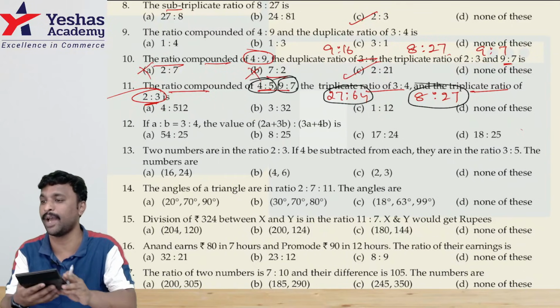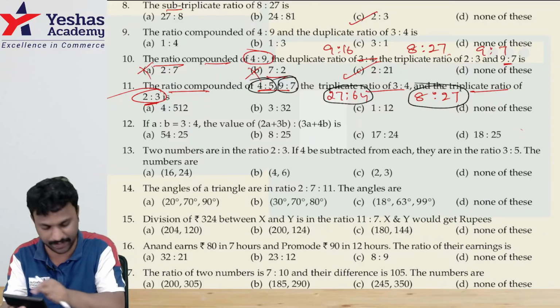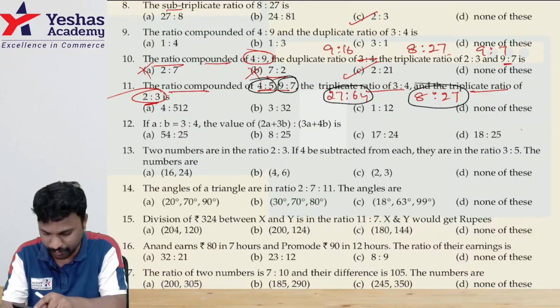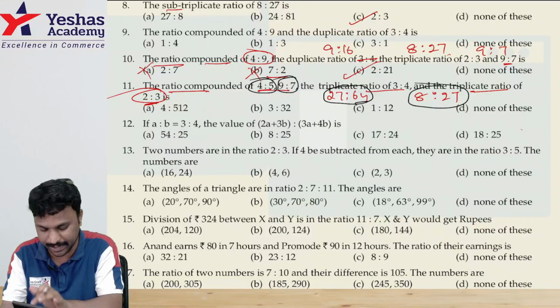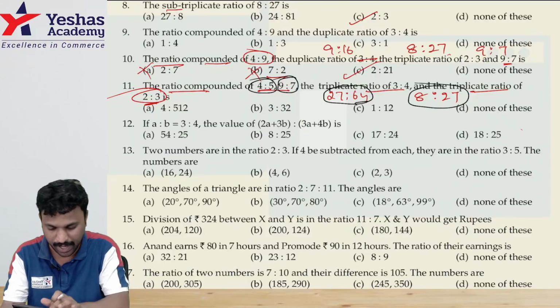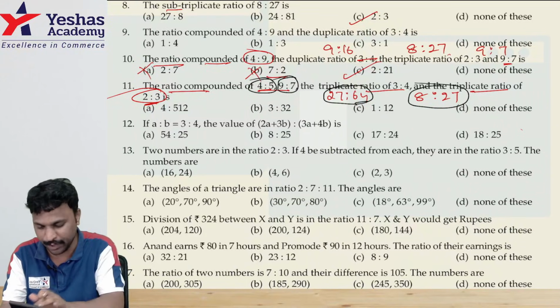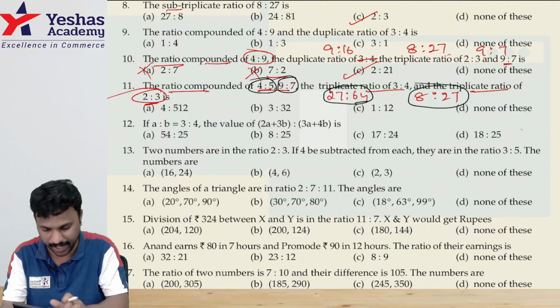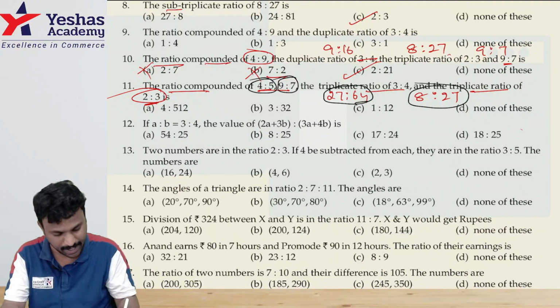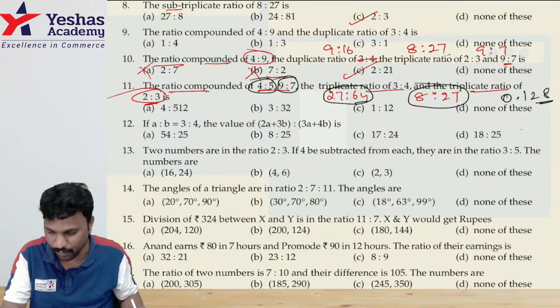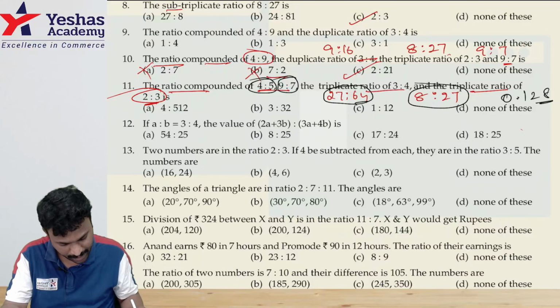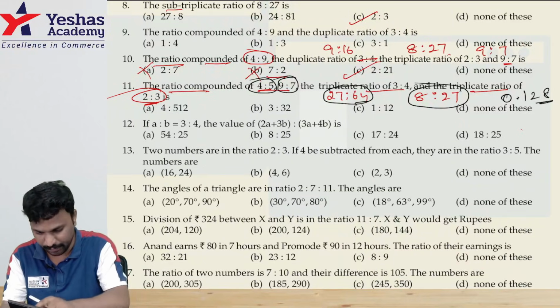What did I say? Multiply all the second terms. 5 into 7 into 64 into 27. Take the reciprocal, divide equal, and multiply with the first terms, into 4, into 9, into 27, into 8, and the result is 0.128. So which option gives you 0.12857? It is 4 divided by 512.